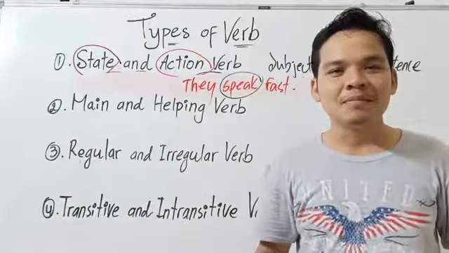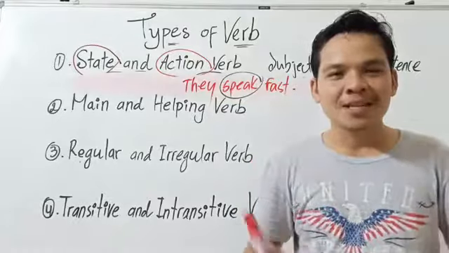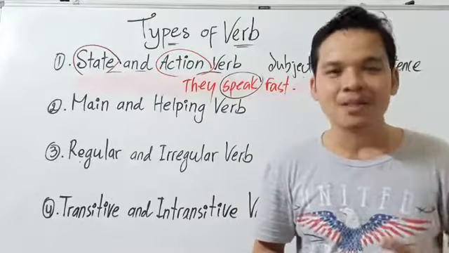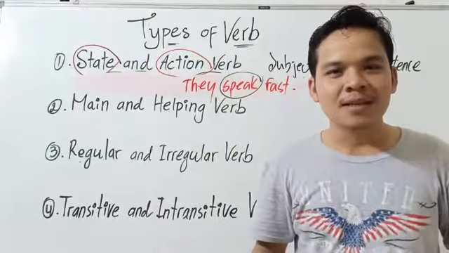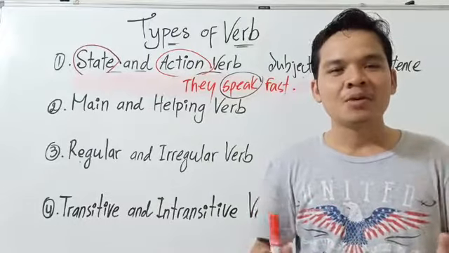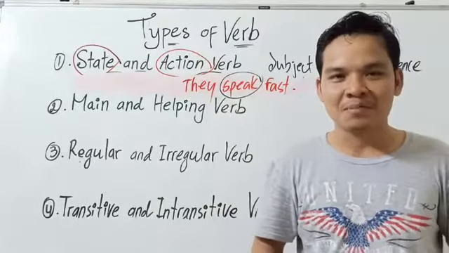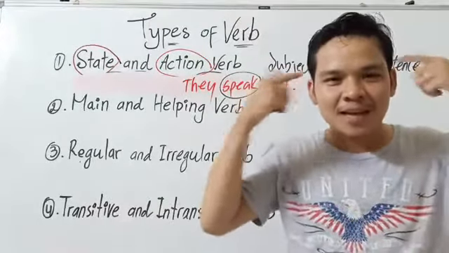Every verb that shows the action we call an action verb. And every verb that doesn't show the action we call a state verb. Just the verb that is in our sense, our feeling.